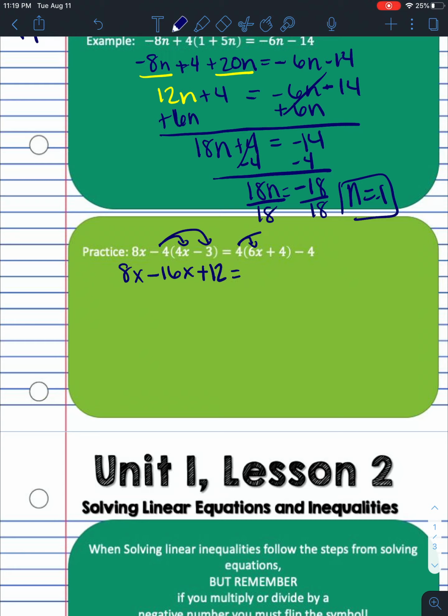I'm going to go ahead and distribute the thing on this side too. 4 times 6 is 24x. 4 times 4 is 16. And then I have this minus 4 at the end. Now let's combine our like terms. So I've got this term here on this side. So 8 minus 16 is going to be negative 8x plus 12. And then I'm going to combine my like terms here. So 24x, and we have plus 12, right? Yeah, plus 12.